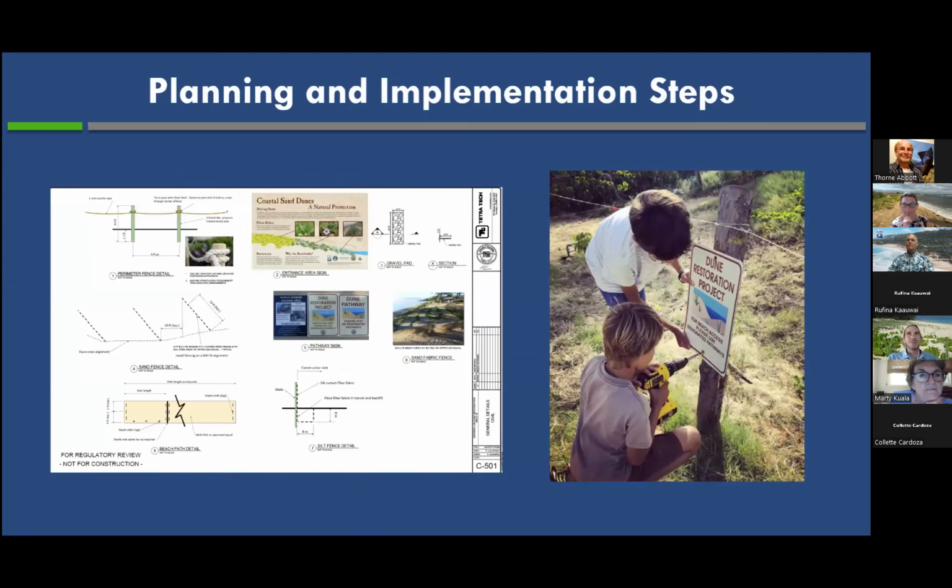So those are the practices of dune restoration in a nutshell. It's not really rocket science. It's putting sand into a pile and stabilizing it with plants. But there's a lot more to it when it comes down to the implementation steps. So I'm going to jump into the implementation of a restoration project. And again, keeping in mind that these steps don't always go sequentially.